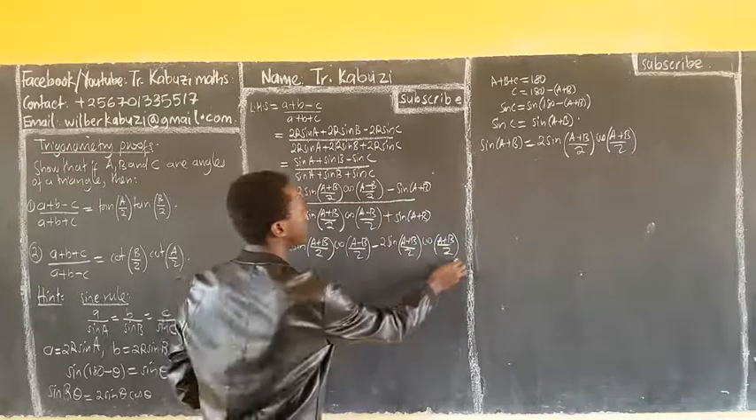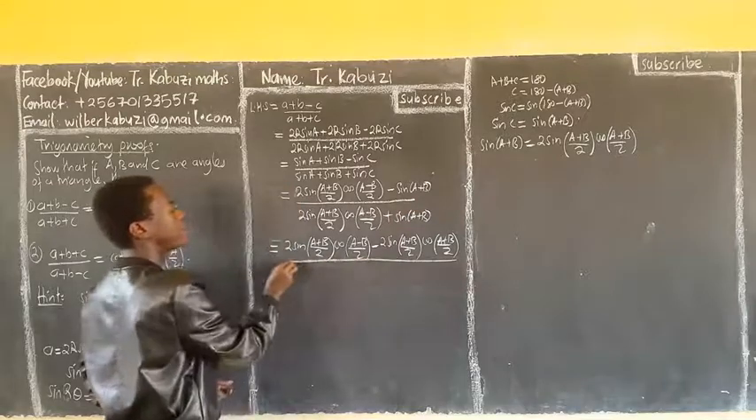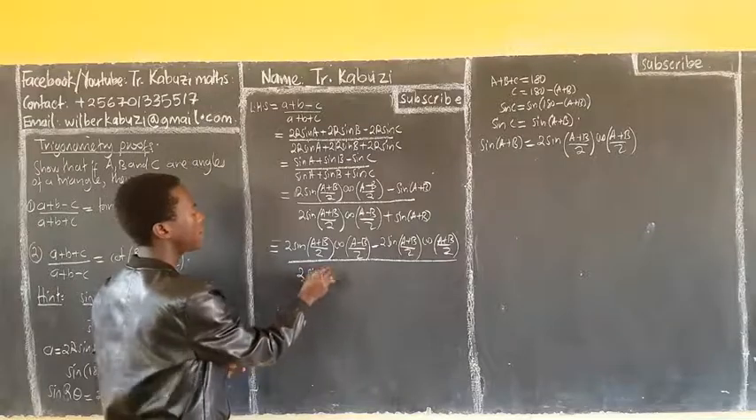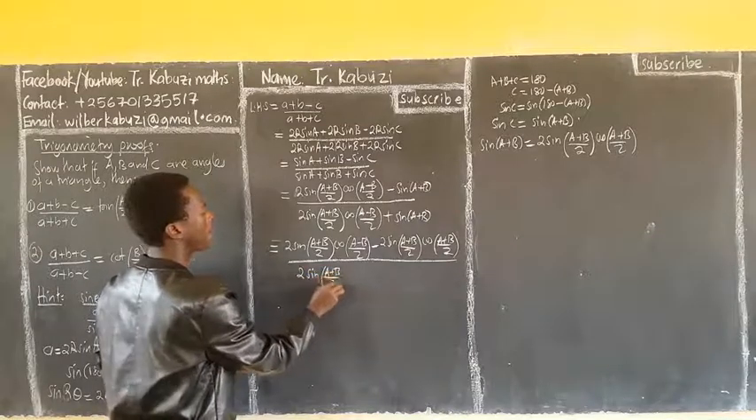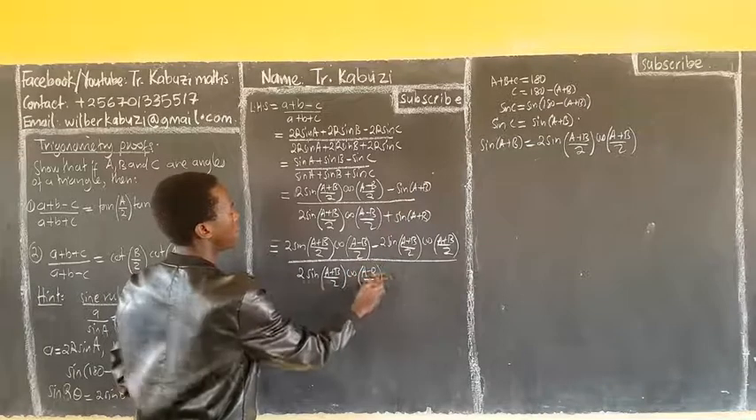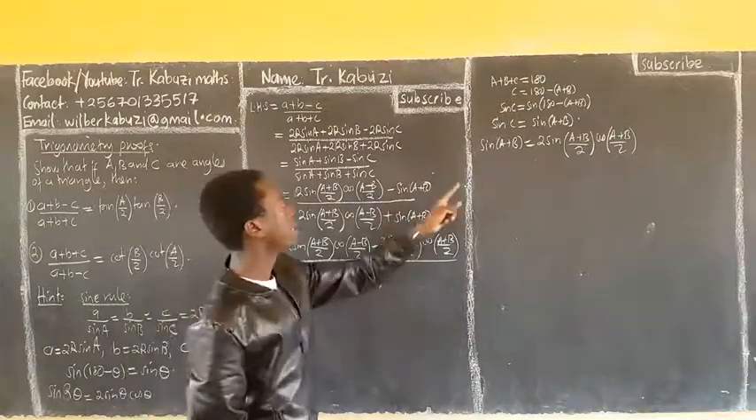I'm applying the double angle sine. Then here, I'm going to be having 2, then cos, then I'm putting the same thing. Where is this? I put that.